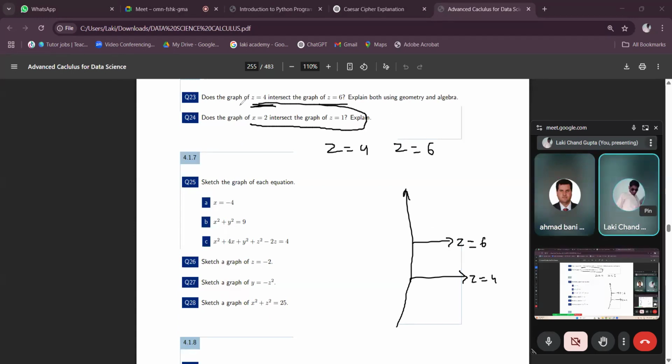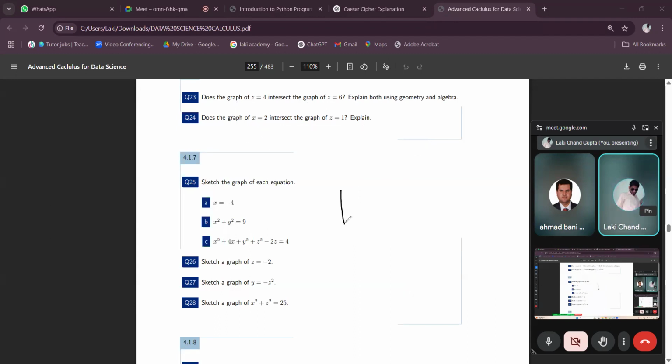Does the graph x is equal to 2 intersect z is equal to 1? This is actually the x-axis, which is 2 meters apart, and this is the z-axis. Yes, it can intersect. If it intersects, you will get what? y is 0. Right, this is the point.